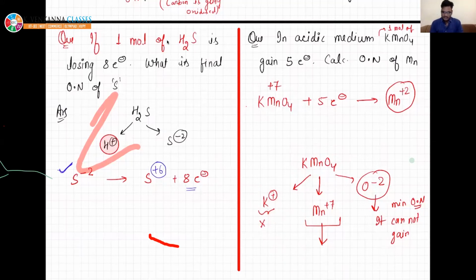So it is given 5 electrons. So 5 electrons can be gained by this. But K plus cannot alone gain 5 electrons. Alkali metals will show +1, alkaline earth metals will show +2. Also, I have told you that D block elements show variable oxidation states. So if you see a D block element, try to change its oxidation number. This is the thumb rule.